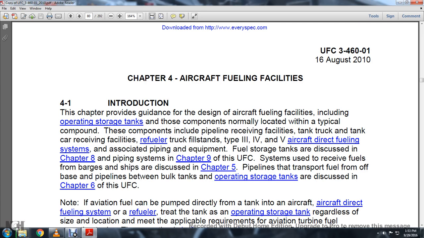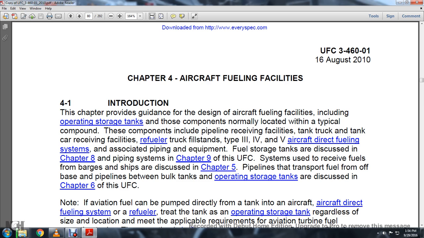This chapter provides guidance for the design of aircraft fuel facilities, including operating storage tanks. The components normally located at a typical complex include pipeline receiving facilities, tanker truck and tanker car receiving facilities, refueler truck fill stands type 3, 4, and 5, aircraft direct fueling system, associated piping and equipment, and fuel storage in tanks, as discussed in Chapter 8. Piping systems are covered in Chapter 9 of this facility criteria.